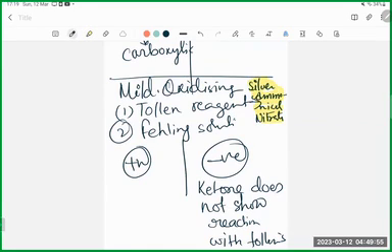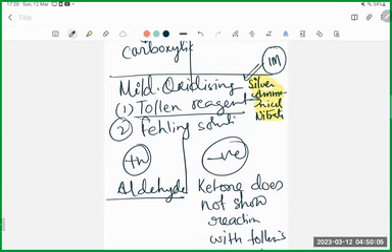What is Tollens reagent? Silver ammoniacal nitrate is Tollens reagent. It is a distinguishing test to distinguish aldehyde and ketone. You can write it in your word now.